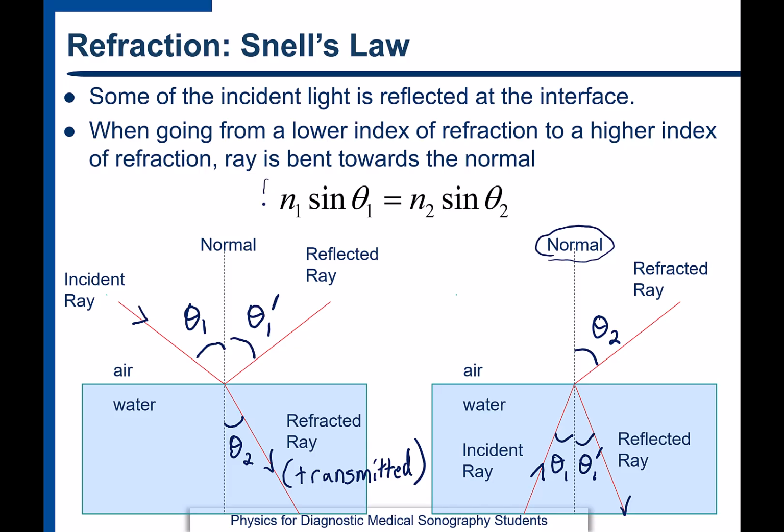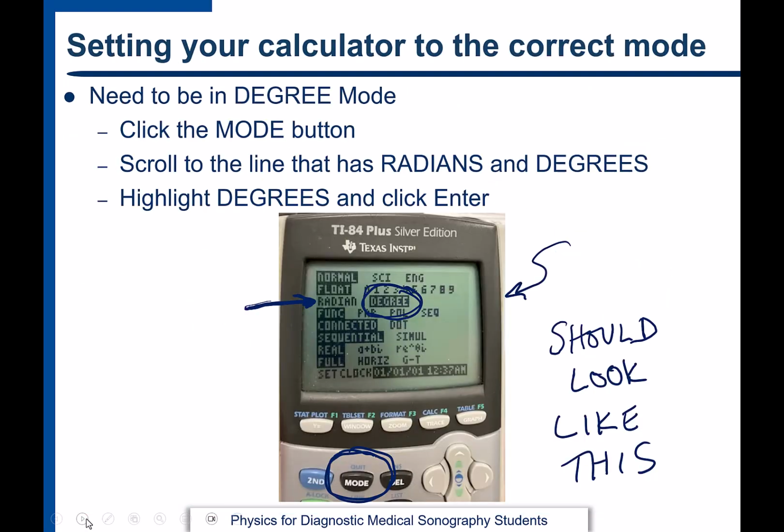Okay, so here is the equation that tells us how theta 1 and theta 2 are related. So let's try this out. Before we do this, just like when we were using a cosine in one of our Doppler effect formulas, we've got to make sure that our calculator is set to the right mode. And so this slide is one that you saw in the Doppler video as well. We want to go in, click the mode button, and then make sure that degrees is highlighted. Okay, so we need to be in degrees. So once you're done, it should look like this.